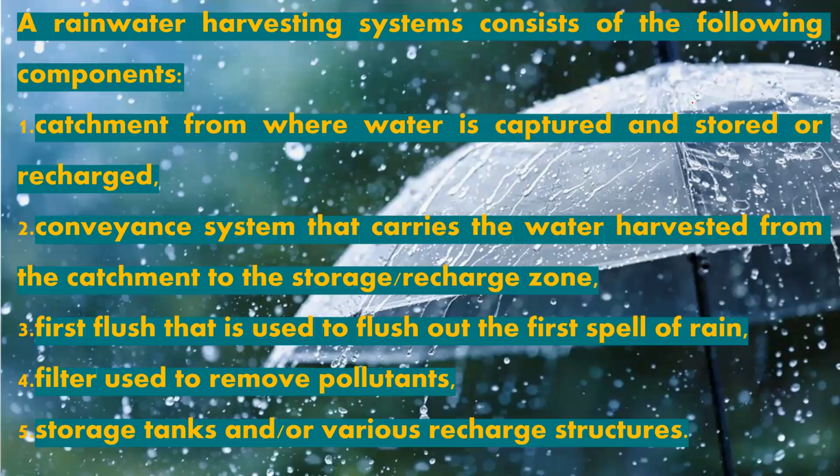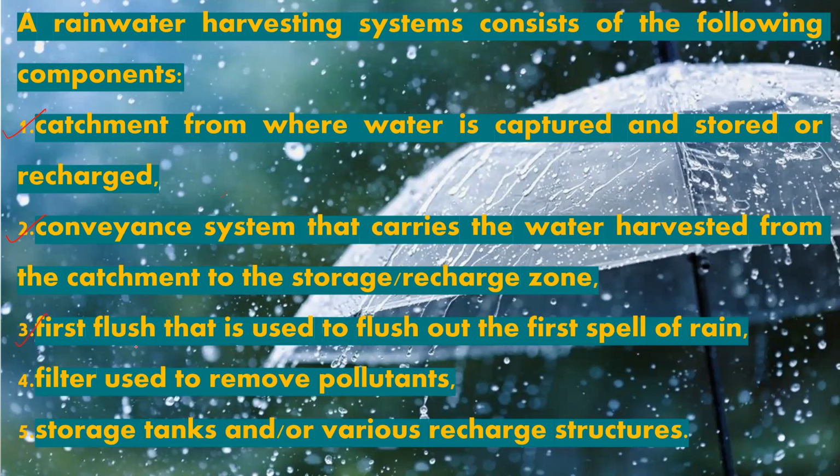Fine. Next, you see, a rainwater harvesting system consists of the following components. This is important. You must know the following components. It should contain a catchment from where water is captured and stored or recharged. Next is the conveyance system that carries the water harvested from the catchment to the storage or recharge zone. See that there should be something that captures the water, and some facility or arrangement that takes that captured water to the storage or recharge zone.